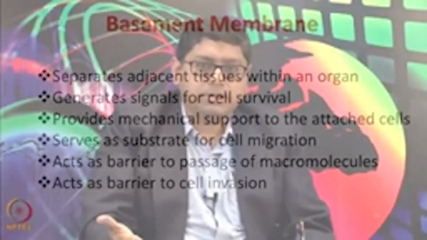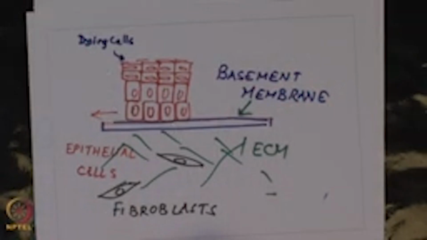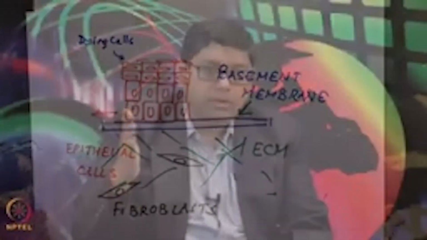It generates signals for cell survival, it provides mechanical support for the attached cells, and also serves as a substrate for cell migration. In other words, cells might be able to migrate on this basement membrane laterally. But most importantly, it acts as a barrier to passage of macromolecules and to cell invasion. If this barrier was somehow perturbed, that would lead to disaster or some kind of disease. So, the basement membrane's job is actually to segregate these tissues into separate entities.